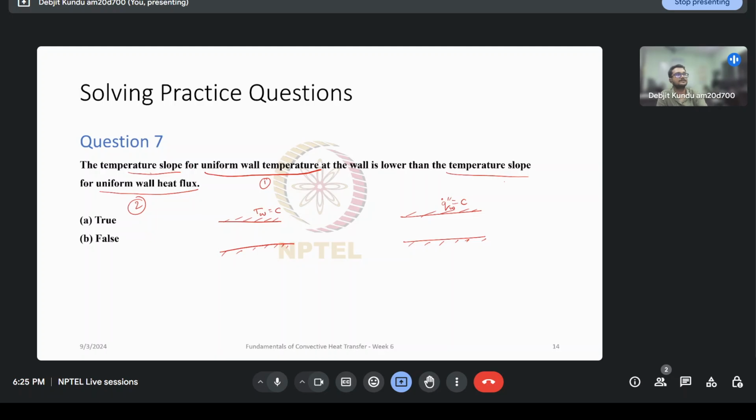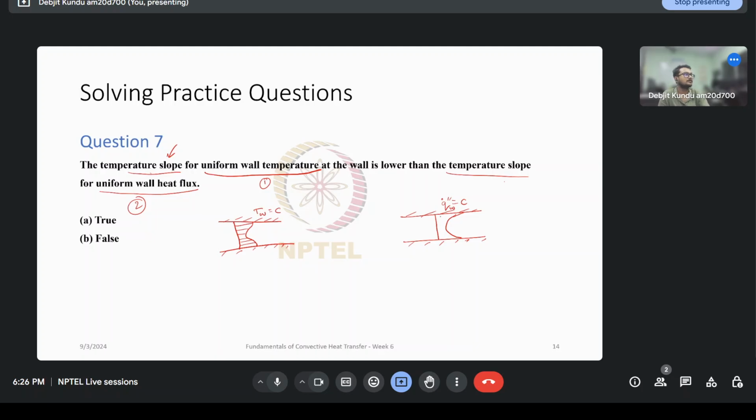So in both cases, what happens to the temperature slope? That's the question. Which one is lower, which one is higher? So if we drew the temperature profile for the constant wall temperature condition, we will get a temperature profile that somewhat resembles this. And in this case, we will get a temperature profile something like this.